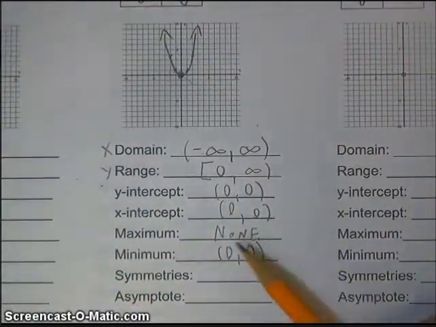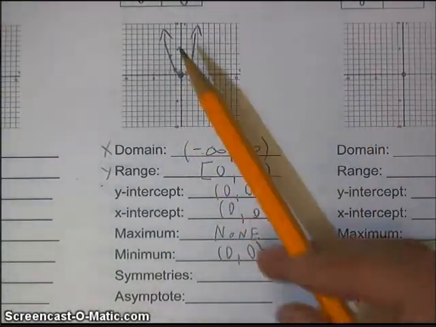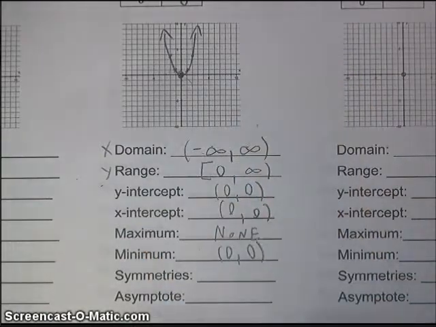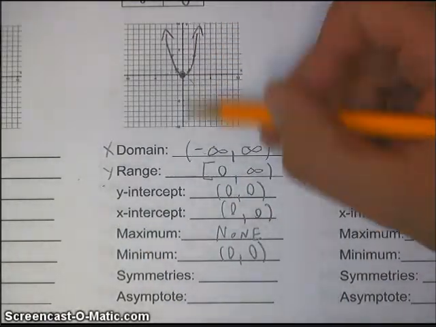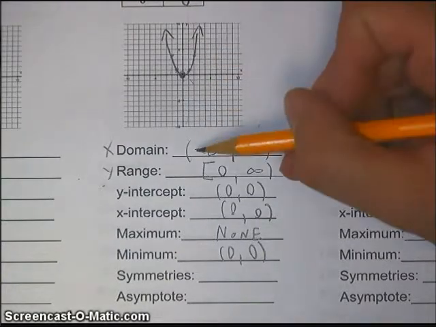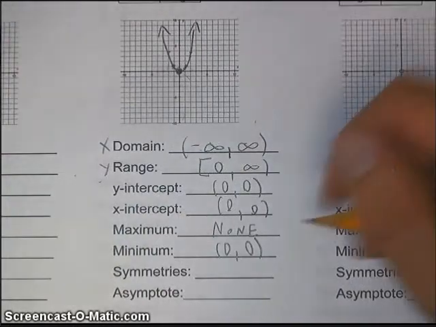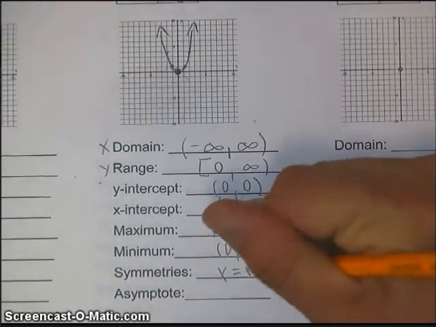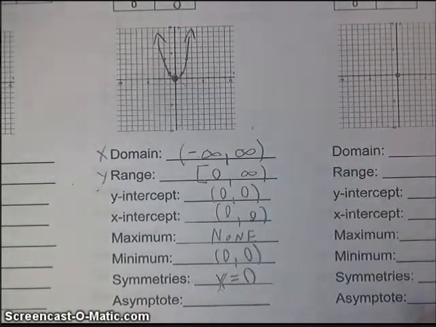Now, symmetries. Is this thing symmetric? Is there some line we could use to cut this thing right in half so that it's the same on both sides? The answer is yes. It's the y-axis. The y-axis is a line, and the way we write lines that go straight up and down, vertical like that, is x equals 0. It's symmetric around the vertical line x equals 0.